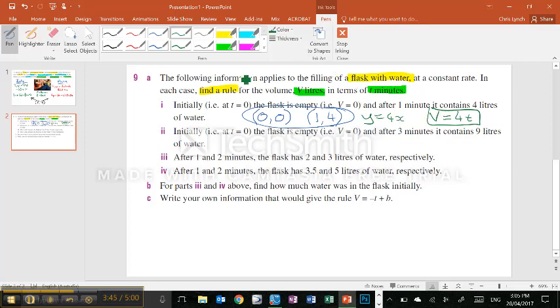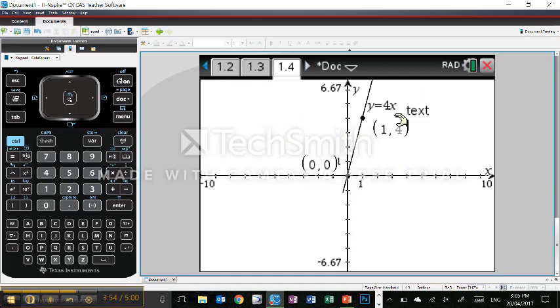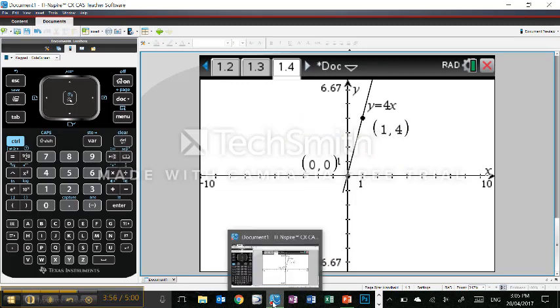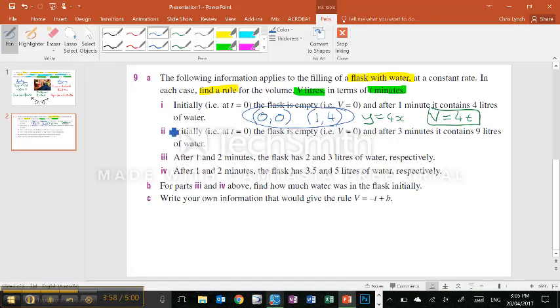From here, the next few questions become considerably easier. Because we've already got that in our calculators, we can just change the coordinates or the equation depending on what we're told. For the second question, it says the flask is empty. So our first coordinate is 0, 0. Our next coordinate says after 3 minutes it contains 9 litres. 3, 9. So we go to our graph.